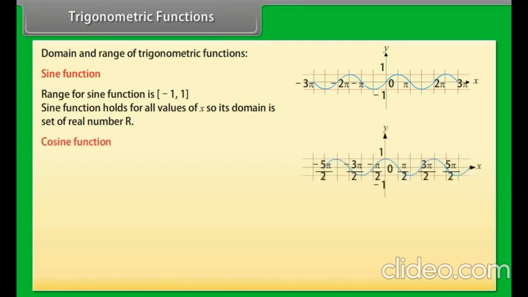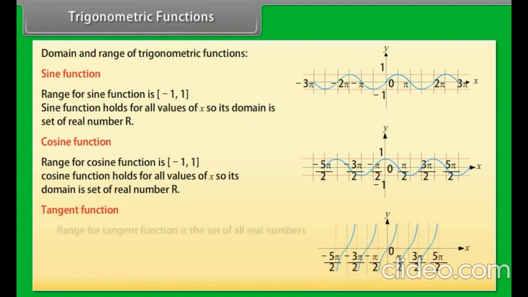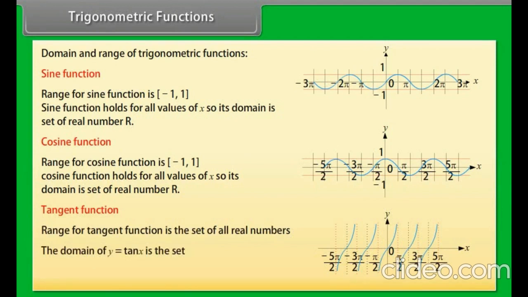Cosine function. Range for cosine function is -1 to 1. Cosine function holds for all values of x, so its domain is the set of real numbers R. Tangent function. Range for tangent function is the set of all real numbers. The domain of y equals tan x is the set x belongs to real numbers, x not equal to (2n plus 1) into pi by 2, where n is any integer.